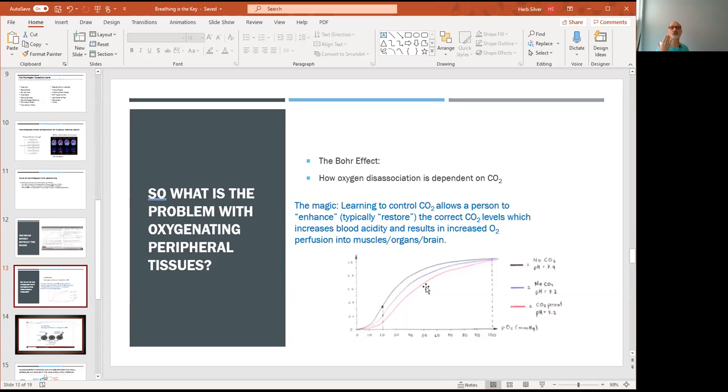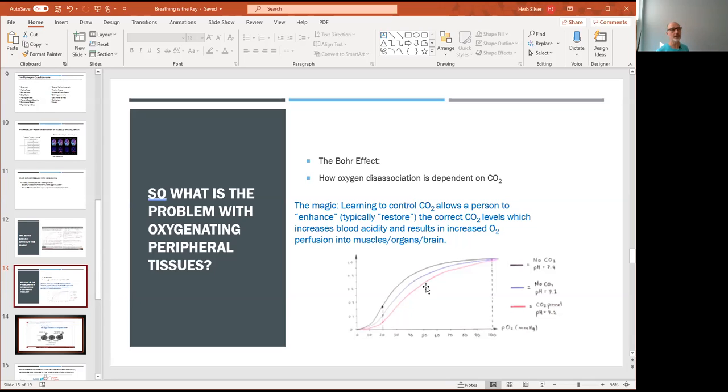CO2 is actually the trigger for us to breathe. If I hold my breath and sit here for a while, and we'll show this in our later lectures, your CO2 starts to go up, and your oxygen saturation doesn't change that much. The signal to breathe is when your CO2 goes up to a certain level.